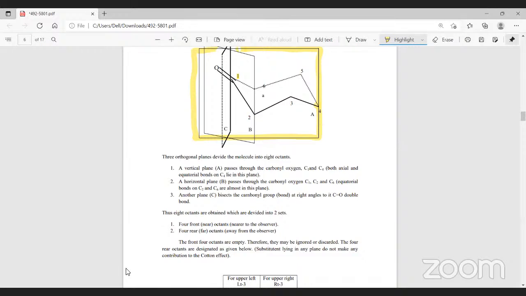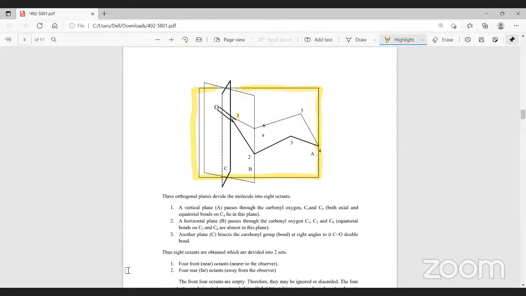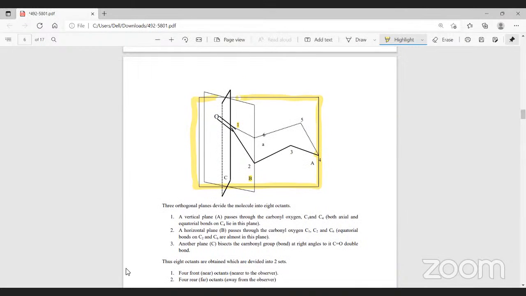Next, horizontal plane B. This is plane B. It passes through the carbonyl carbon C1, and C2 and C6. So here the equatorial bonds on C2 and C6 are almost in this plane.